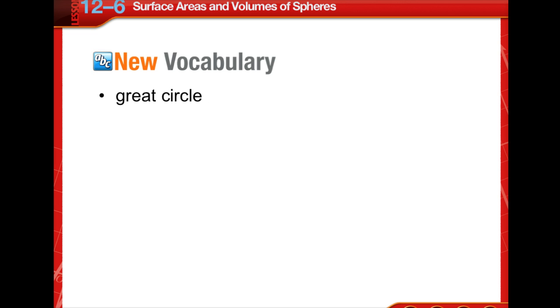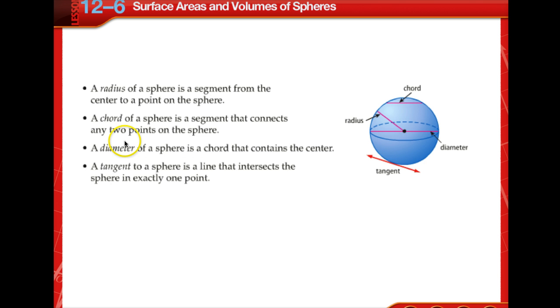New vocab: great circle, a pole, and a hemisphere. A radius of a sphere is a segment from the center to a point on the sphere. A chord of a sphere is a segment that connects any 2 points on the sphere. A diameter of a sphere is a chord that contains the center, and then of course the tangent to a sphere is a line that intersects the sphere in exactly 1 point.